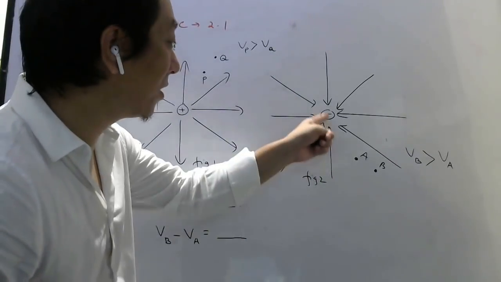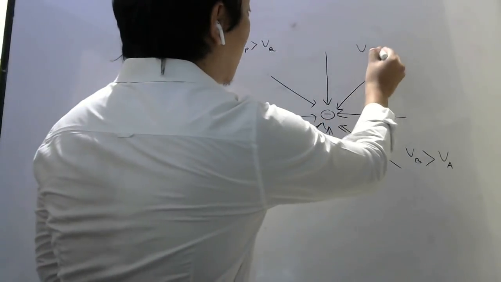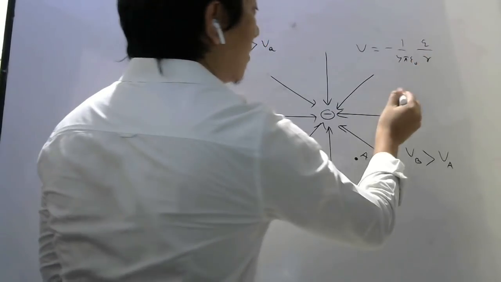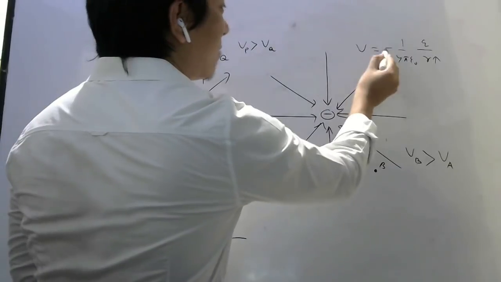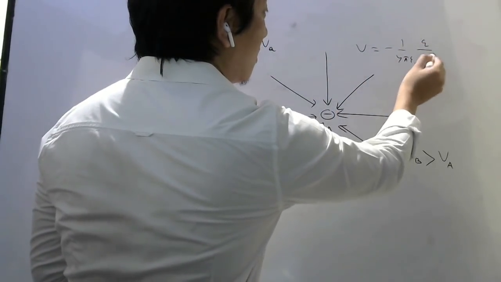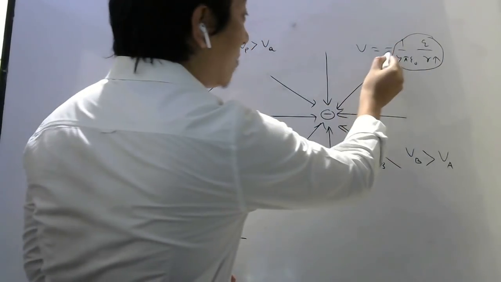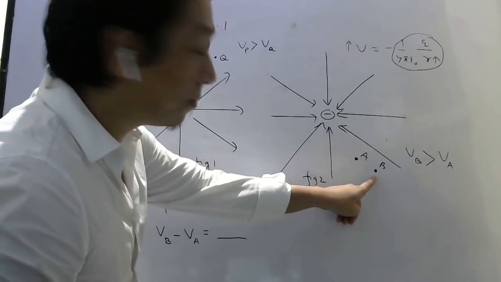Please understand, potential is minus because the charge is negative. So potential will be minus 1 by 4 pi epsilon naught Q by R. So if R increases, usually we say this decreases, but the minus sign is there. If this denominator increases, this number will decrease, but minus decreasing means increasing. So this point will be at higher potential.